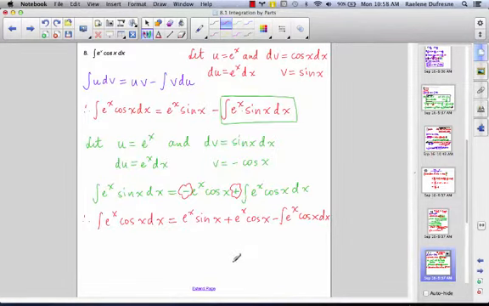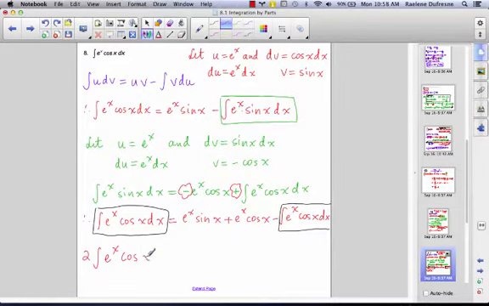Well, it looks like we've gone around in circles, except for the fact that we've got the same integral on the left as we have on the right, except the integral on the right has a negative coefficient, which really means we can take that to the other side, where we find that we have 2 times the integral of e to the x cosine of x dx.